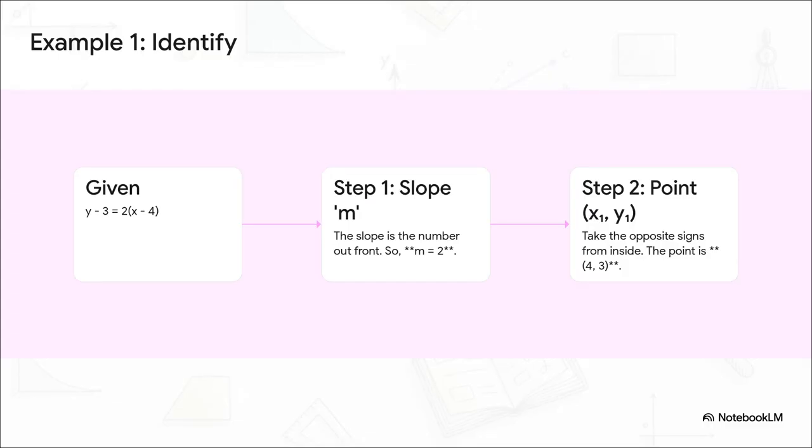Okay, example 1. Let's start nice and easy. We're given y minus 3 equals 2 times x minus 4. First up, the slope, m. That's the easiest part. It's just that number sitting out front of the parentheses. So our slope is 2. Now for the point. We look inside the parentheses. We see x minus 4. Remember the rule, opposite sign. So our x-coordinate is positive 4. Then we see y minus 3, opposite sign. Our y-coordinate is positive 3. So our point is (4, 3). See? Simple as that.